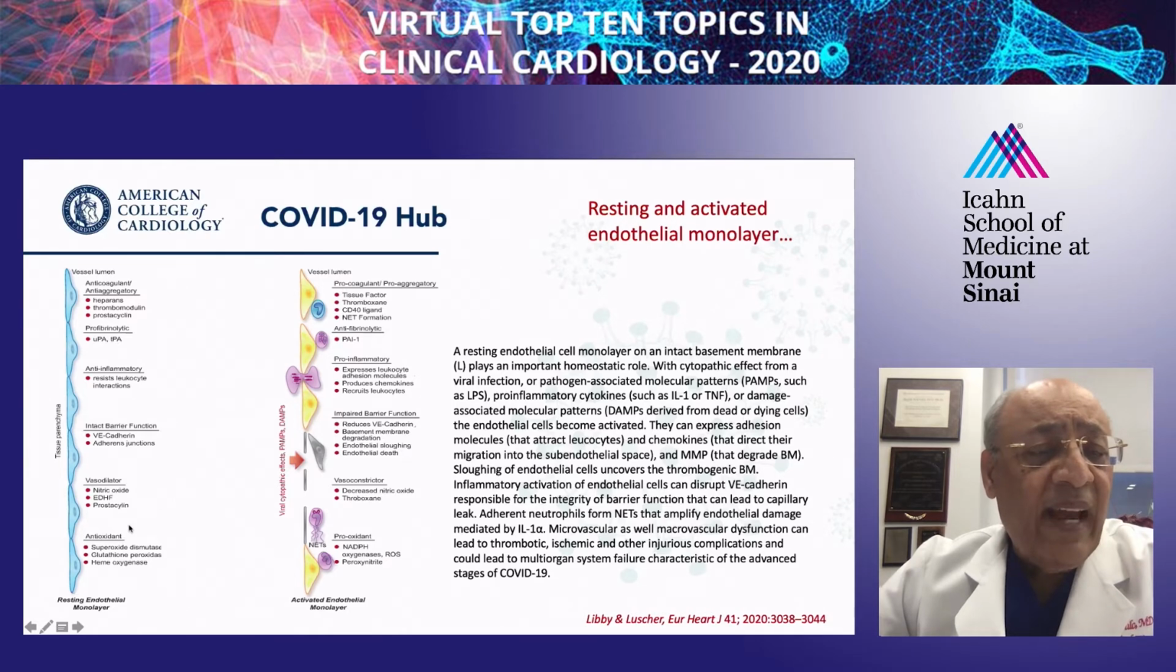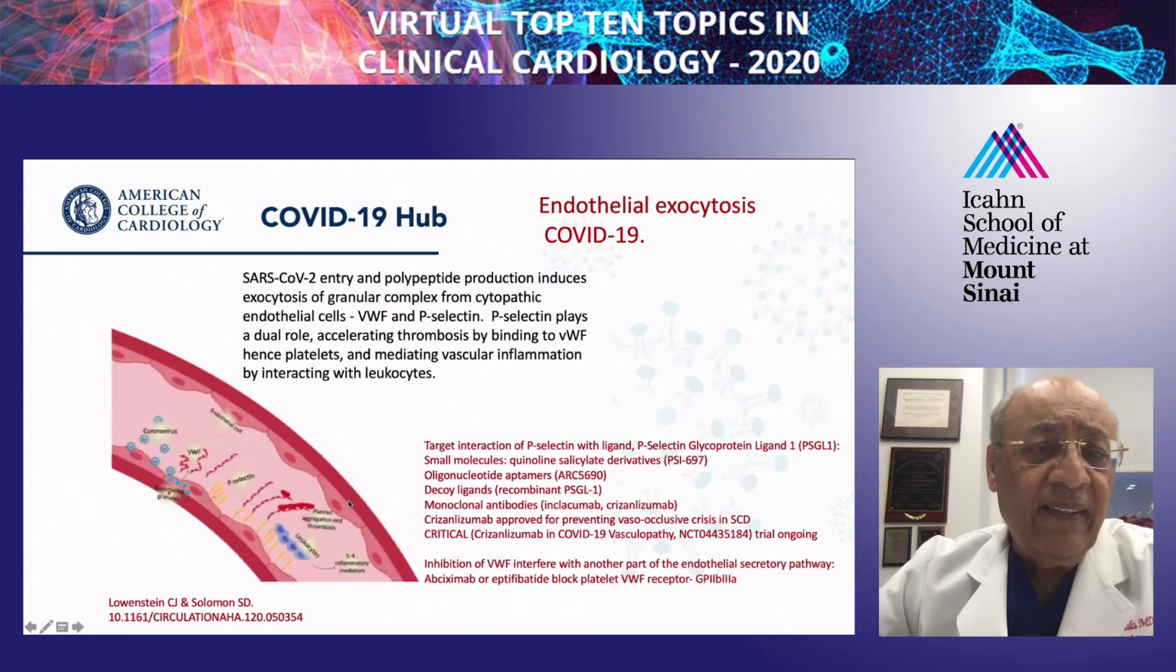Once there is entry of the virus into these cells, or there is an inflammatory insult to the endothelial cells, they lose these effects. They become more procoagulant or pro-aggregatory. There are anti-fibrinolytic systems, like the release of PAI-1, etc. There is also a pro-inflammatory effect. Barrier function is inhibited. There is vasoconstriction, and there is a pro-oxidant effect in these cases.